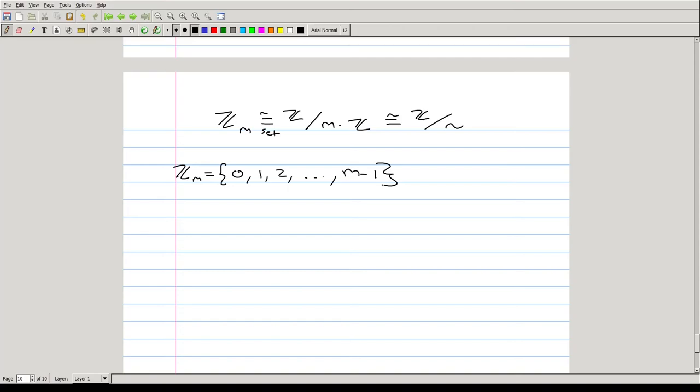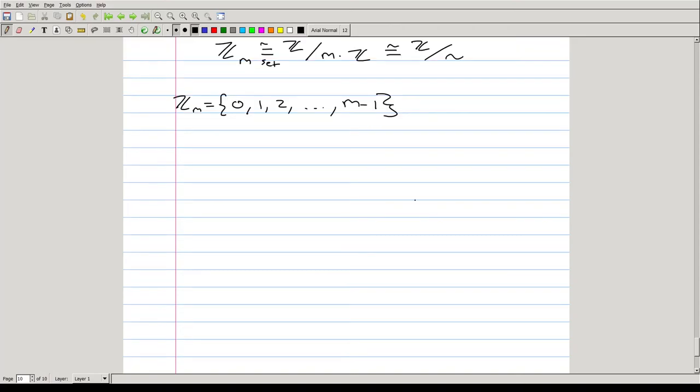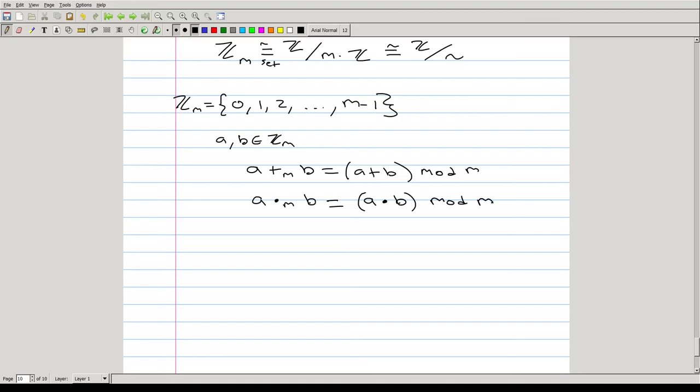And on this set, we can define two binary operations, addition and multiplication. Addition mod M, for any a and b in Z_M, is defined as a plus b, where this is just going to be (a + b) mod M. So it's the remainder when you divide a plus b by M. We say that a times b mod M is the integers a times b mod M. So again, the remainder that you get when you divide a times b by M.